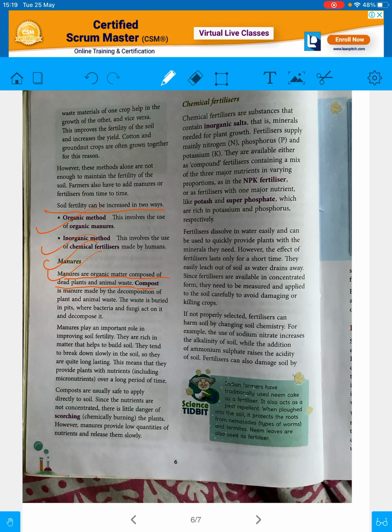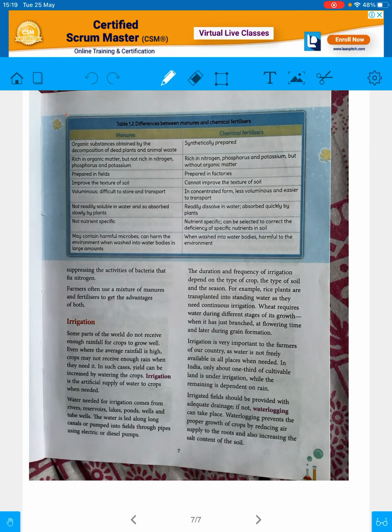Concentrated nutrients. All the nutrients that plants need, such as nitrogen, phosphorus, potassium, right? So this is known as what? Chemical fertilizer. Here on this page you can see the difference between manures and fertilizers. Number 1 is what? Organic substances obtained by the decomposition of dead plants and animal waste.